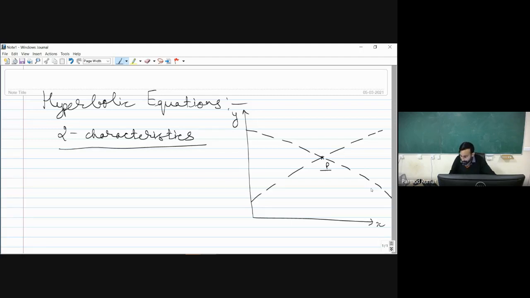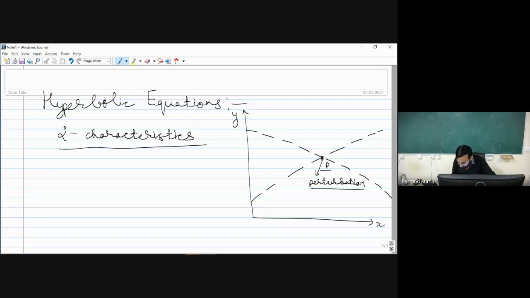Now say this is my point P, and at this point P, I add some perturbation. I had some phenomenon happening, and I provided some perturbation at point P. Now how will this perturbation at point P affect the behavior of the system in different zones?